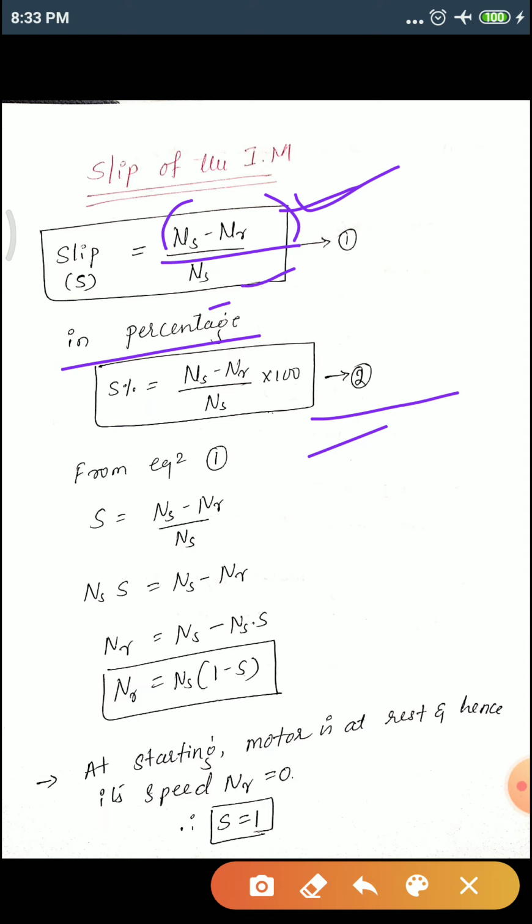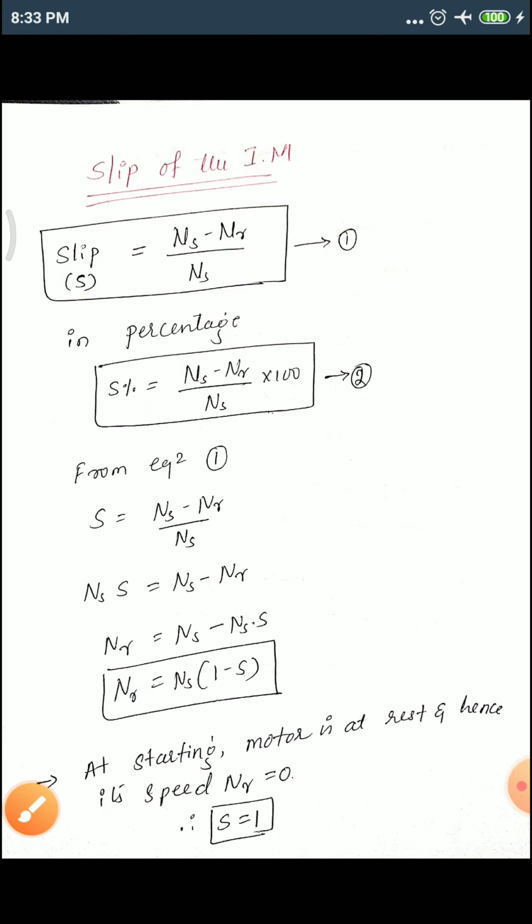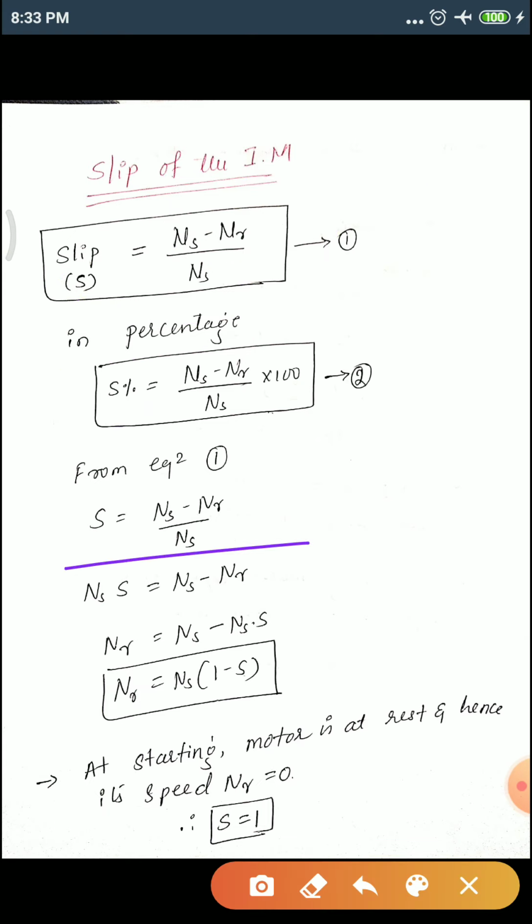Let's take this equation. It is a very important equation for us to find out the slip, as well as to find out the NR. As we know, S is equal to NS minus NR divided by NS. Simplifying, NS into S is equal to NS minus NR. So NR is equal to NS minus NS into S. Taking NS as common, there will be 1 minus S. So the equation for rotor speed or motor speed is NR equal to NS of 1 minus S.